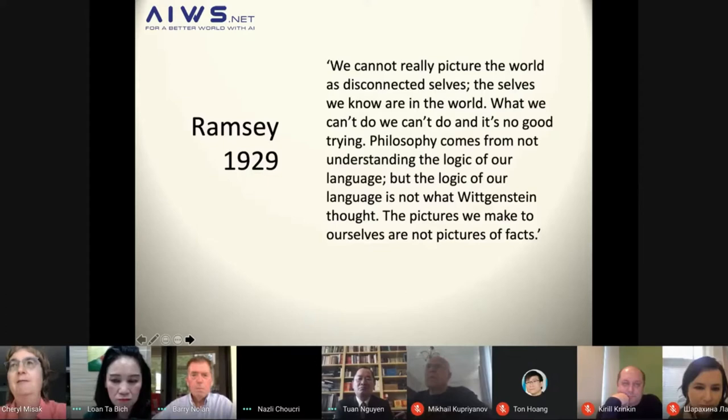So this is Ramsey saying we need a human logic. We don't need the pure logic Wittgenstein put forward in the Tractatus, where we picture the world as disconnected selves.